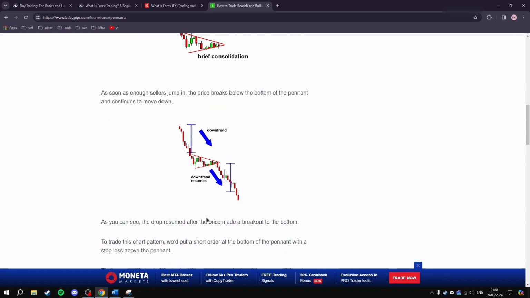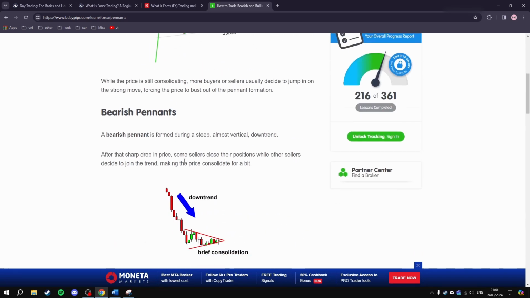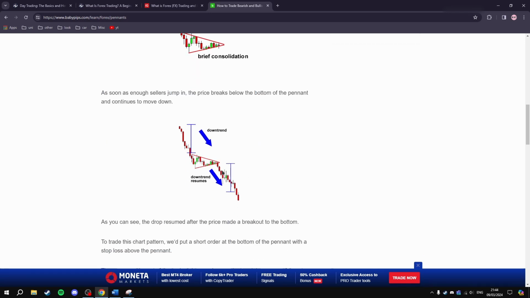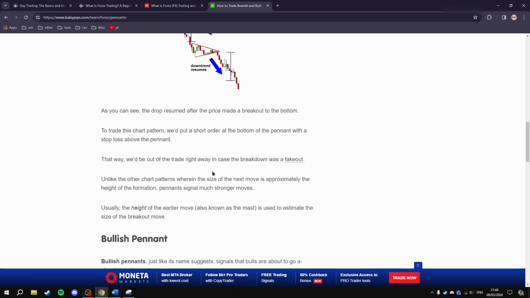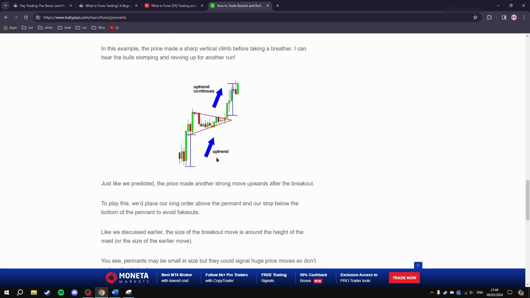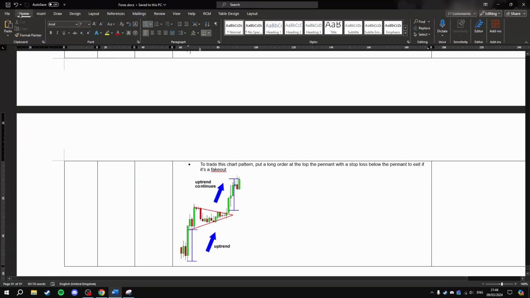Before at the bottom. The price breaks below the bottom of the pennant. So I think this is the bottom of the pennant, isn't it? Because it says breaks below, so it breaks below that. As you can see, the drop resumed after the price made a breakout to the bottom. Yeah, this is the bottom of the pennant. Right, okay, so it is at that point then, basically. Right, okay, that makes sense then.